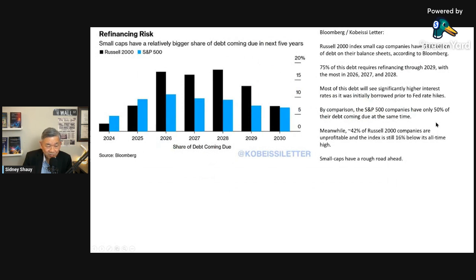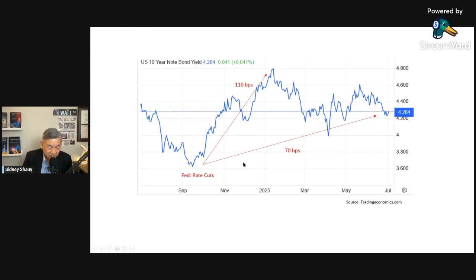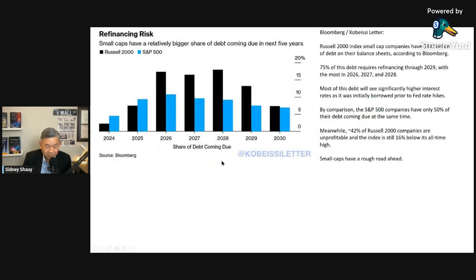We'll also have a problem because many companies are indebted. When we had lower interest rates, even before, I think, during the pandemic, a lot of companies borrowed, and that debt is coming due. It's coming due.